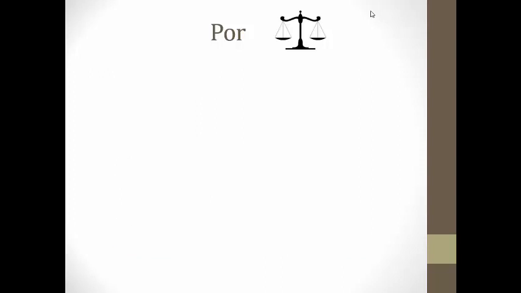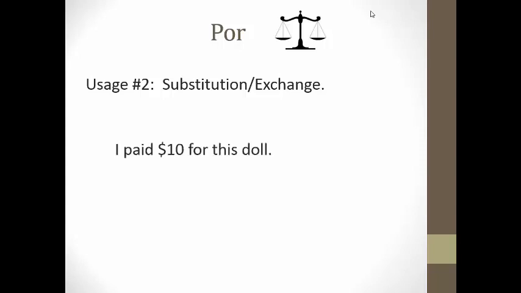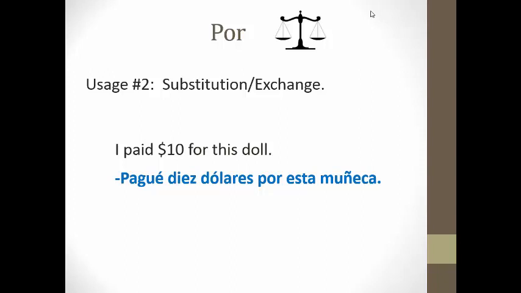Okay, usage number 2. When else do we use por? Substitution or exchange. Okay, so here's your first. I paid $10 for this doll. So the $10 and the dollar equal. That would be translated as pagué $10 por esta muñeca.